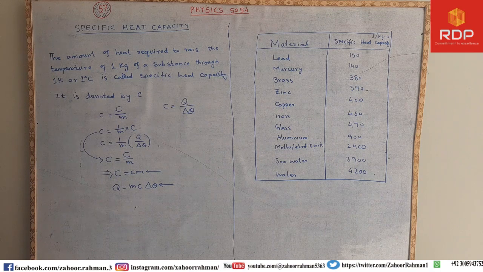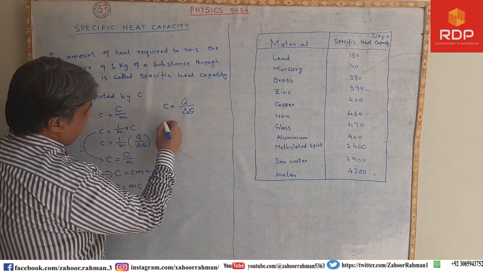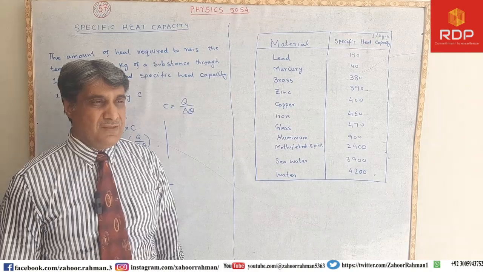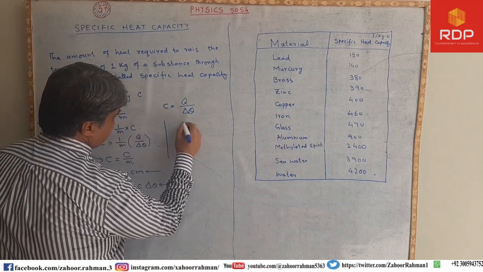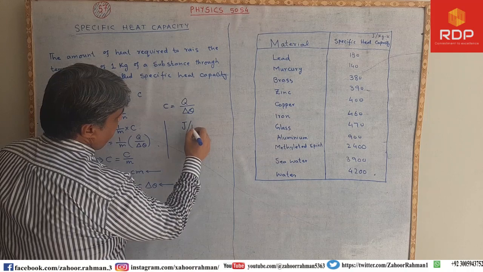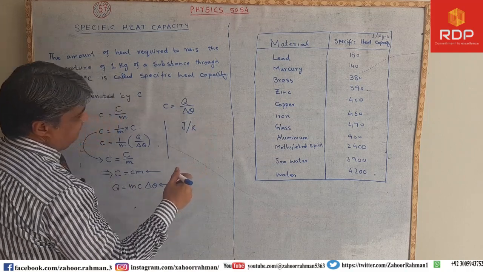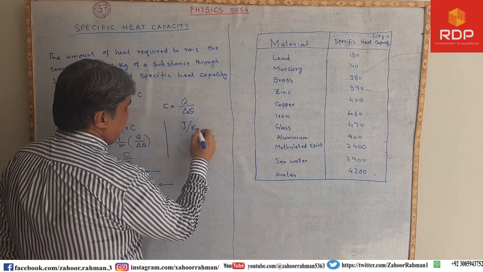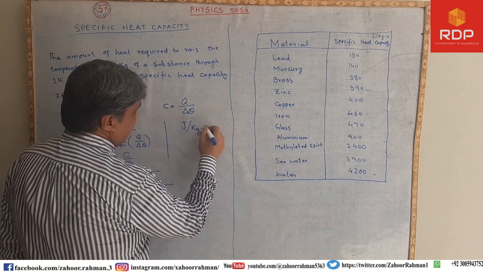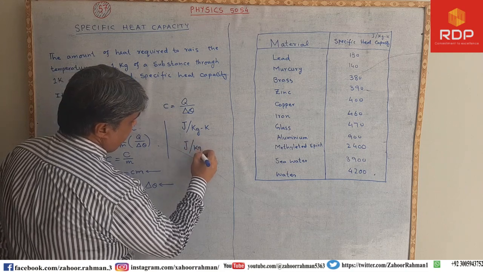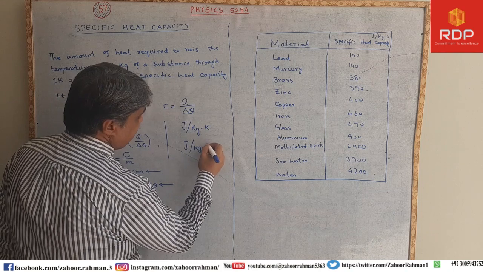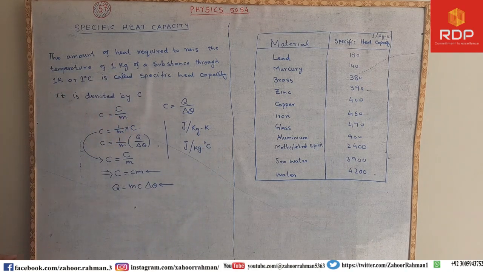So, ladies and gentlemen, we are again defining the unit of specific heat capacity: joule per kilogram per Kelvin, or joule per kilogram per degree Celsius. The same unit as it was in yesterday's lecture.